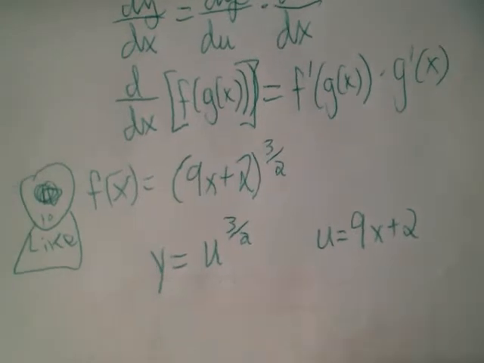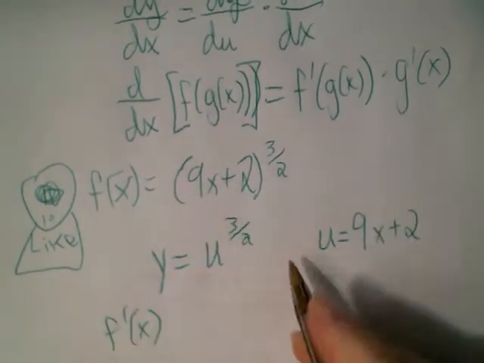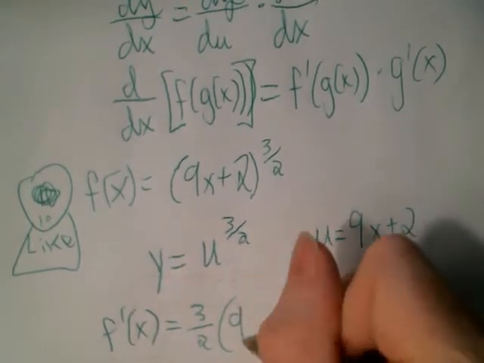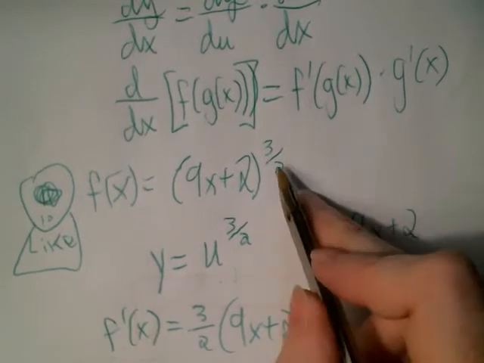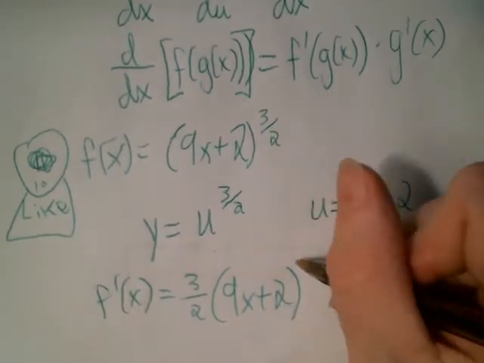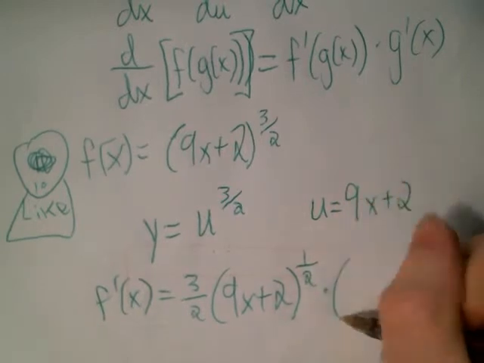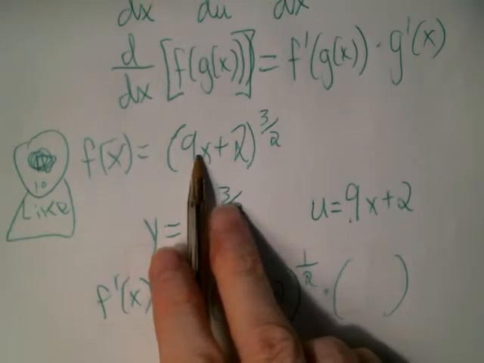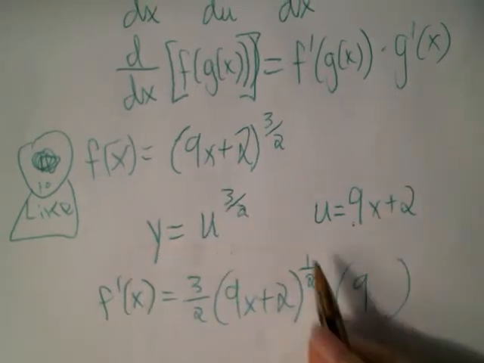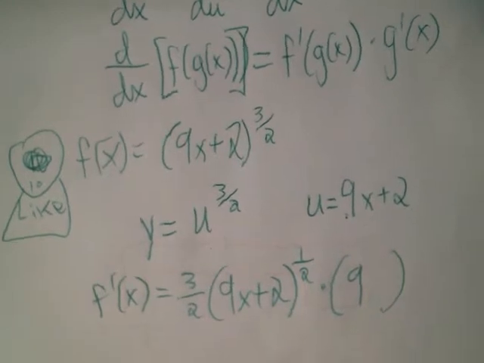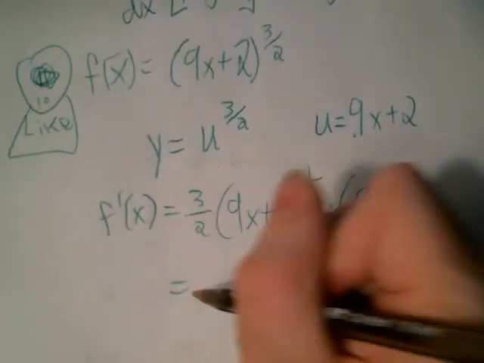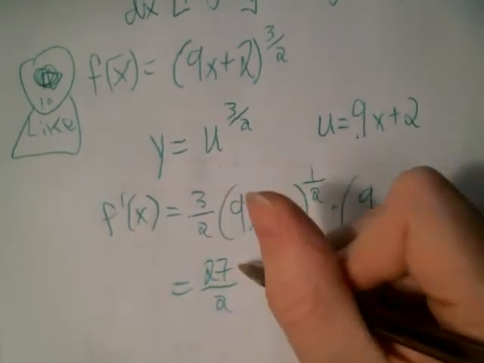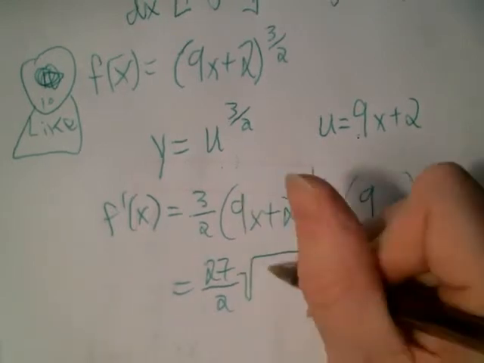It's just you take the derivative of f of x and then times the derivative of the guts. Okay, so f prime of x, the derivative of the outer shell part, you bring down the 3 halves, and then you have 9x plus 2, subtract the old exponent by 1, so 3 halves minus 2 halves is 1 half, and then you multiply by the derivative of its guts. So the derivative of the guts, the derivative of 9x is 9, and the derivative of 2 is 0, so it's just times 9. And then we can clean it up a bit. So 3 halves times 9 is 27 halves, and then times the square root of 9x plus 2.